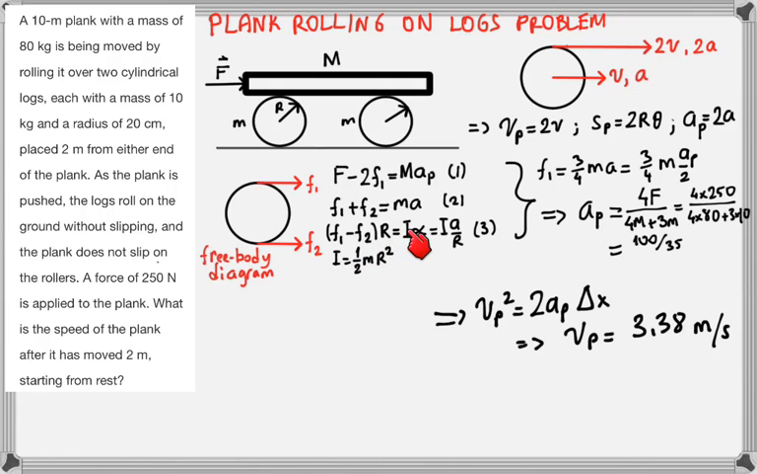I have used in this equation. If you work on these three equations, just algebraic equations, then you will see by yourself. So the rest is easy. Just put this AP in the last equation, VP squared equals 2 AP times delta x. Delta x is given as 2 meters. From this, the speed of the plank after it moves 2 meters is 3.38 meters per second.